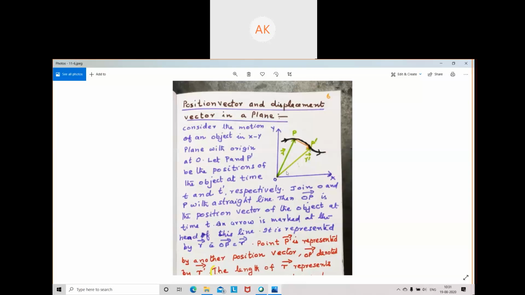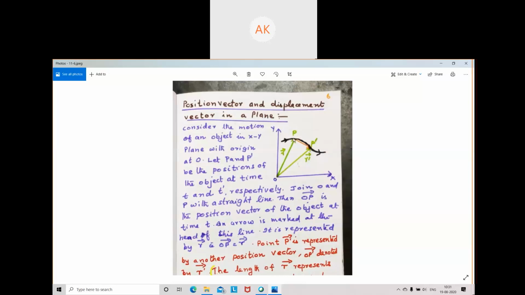And how far it is from the origin, in which direction the body is moving, that is what the position vector tells us. Position vector tells us two things: how far it is from the origin and in which direction the body is moving. So at a time t, the body is at P. Its position vector is vector R.